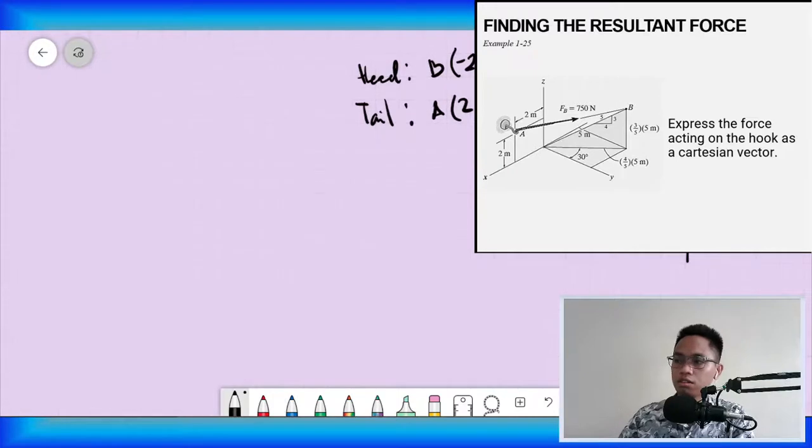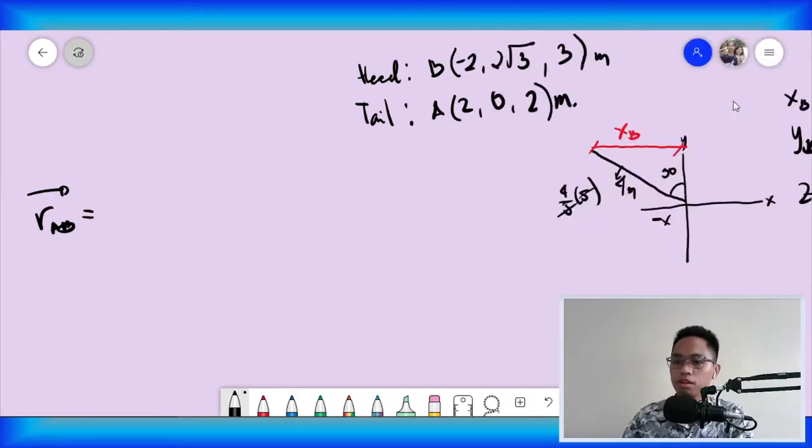Now let's go with our RAB, meaning the position vector from A towards B. Okay, so RAB is simply head minus tail, that's the rule.